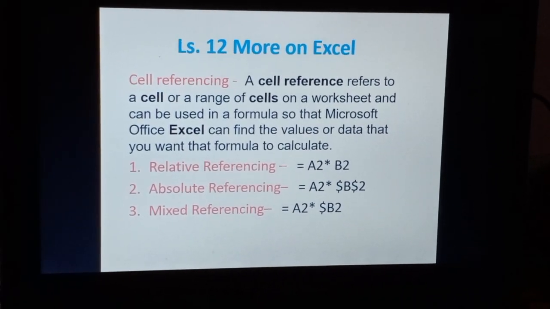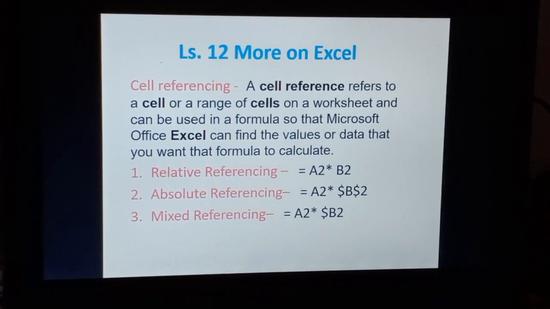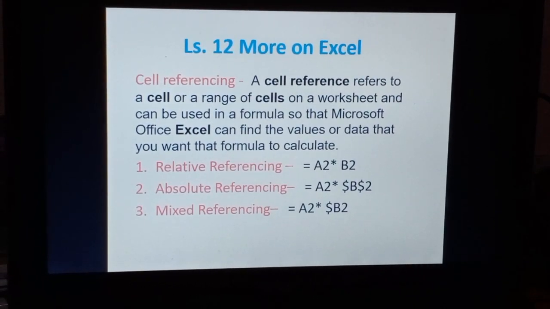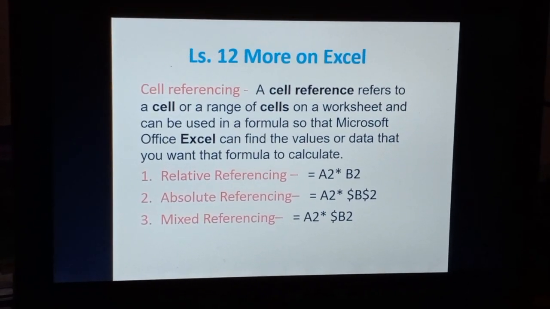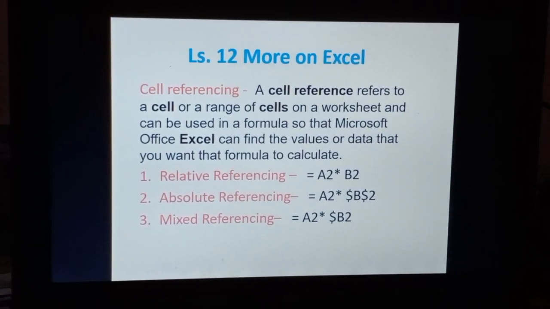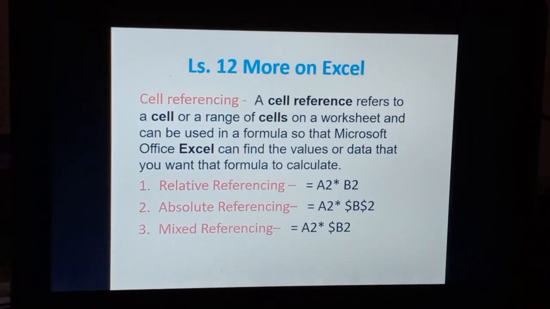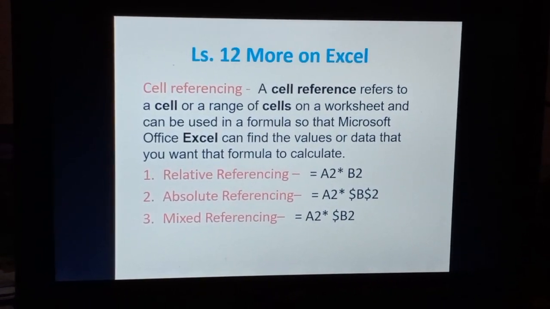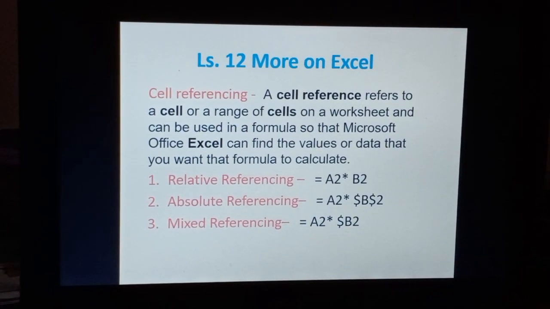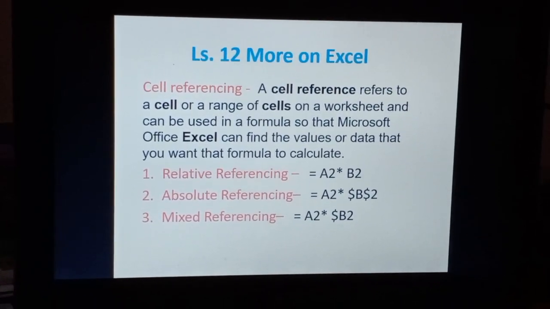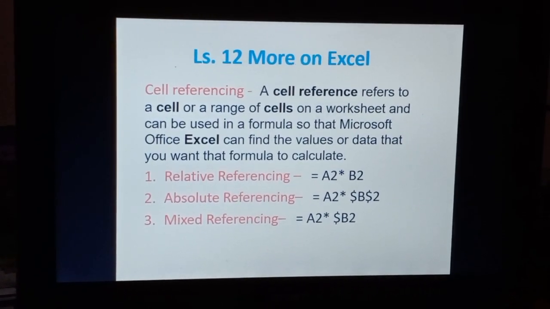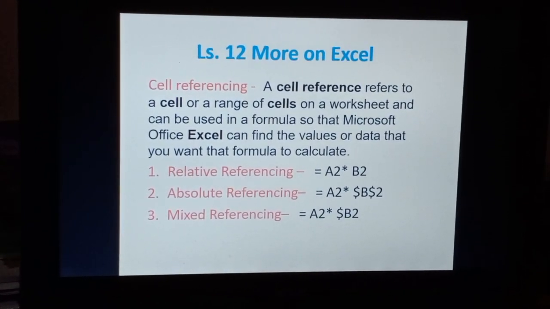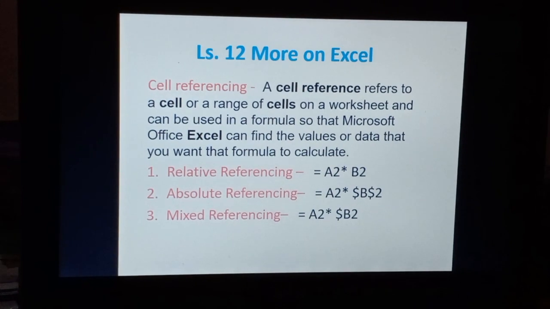Good morning, students. We are going to see the next part of lesson number 12, that is called cell referencing. We have seen that whenever we calculate anything in Excel, we do not directly use the values in the cell. Instead, we use the cell address. That is called a cell reference. Whenever we use any formula or function in Excel, instead of values we use the cell address of the cell where the value is located. That is called cell referencing.